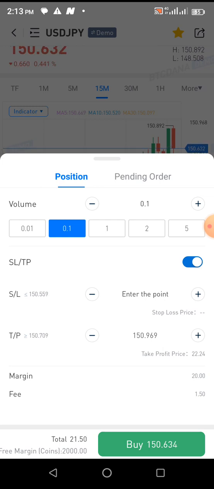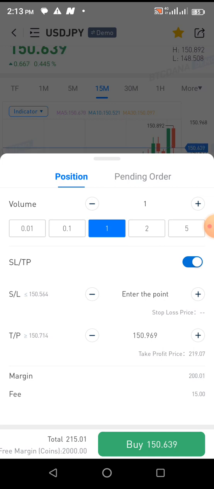Okay, if you move to 1, if you click 1 now, you can see it has moved to 200. Your margin has moved to 200, which means you must have up to $300 or $500 for this to work. Your take profit has increased to 219 or thereabout. So before you can place a trade using 1 as your lot size, you must have about 300 or more. So that's why I said it's better if you move to 2.